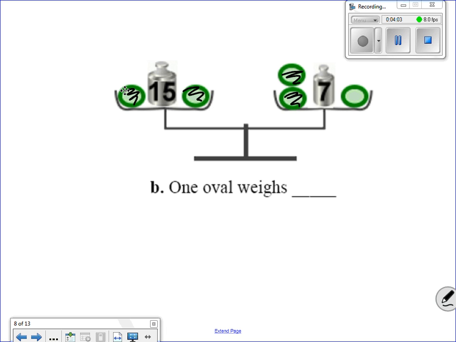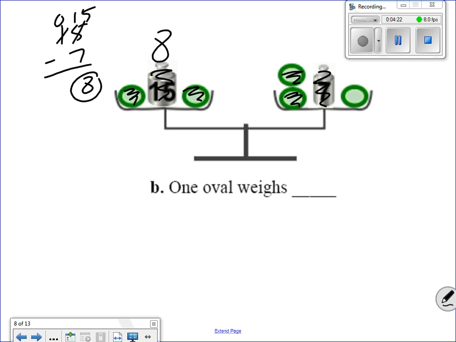I can take away 7 grams of weight from each side, can I? So I'm going to go ahead and cross off this 7. Right, I'm getting rid of the 7. That means I have to get rid of 7 from this side. I'm going to subtract 7 from 15. I'm going to get 8. I had to borrow here. So I'm left with 8 on this side. If I have an 8 here and I have 1 oval left, that means my oval weighs the same as 8 grams.